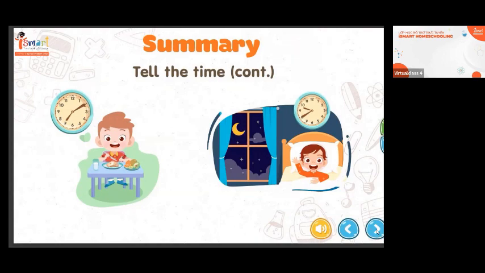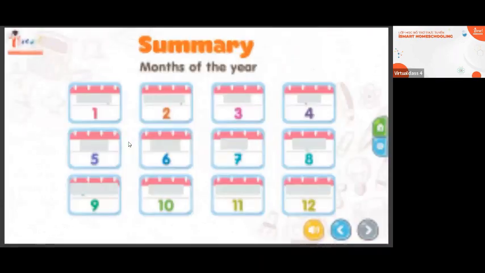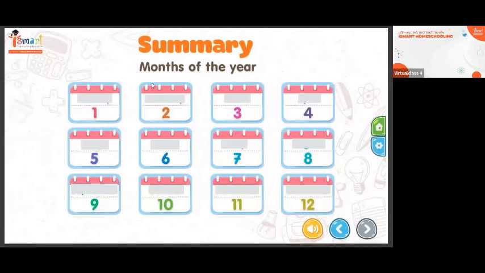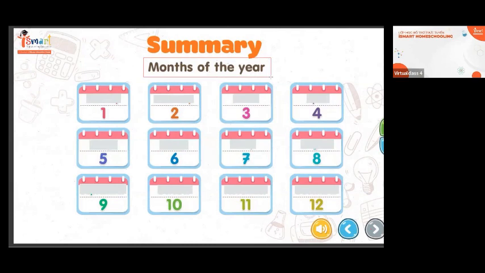Sorry, Mr. Hung. The next one. There we go. All right. So let's take a look at the months of the year. So who can tell me how many months are there in 1 year? Let's use the chat box. How many months are there in 1 year? Good, great job. There are 12 months in the year.